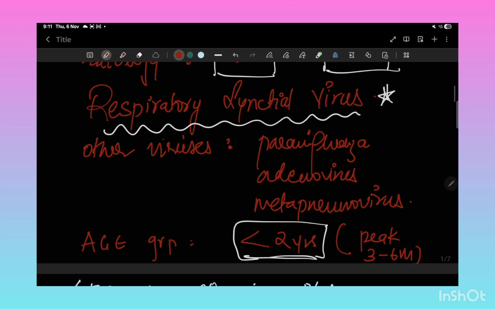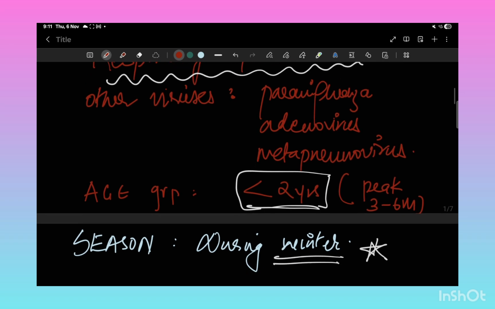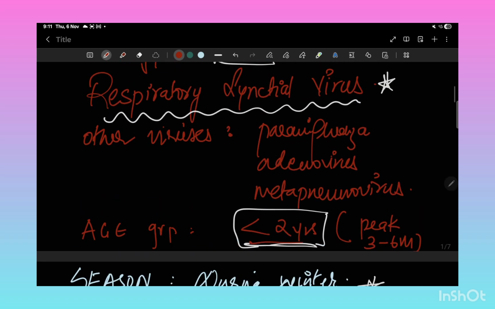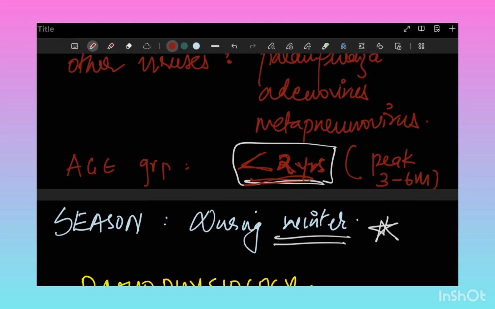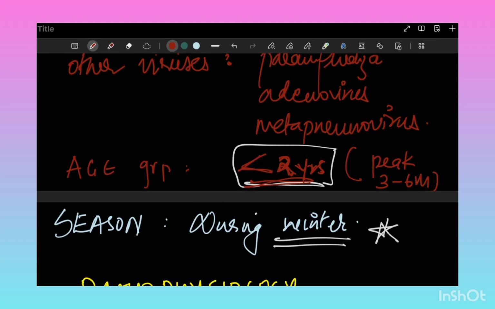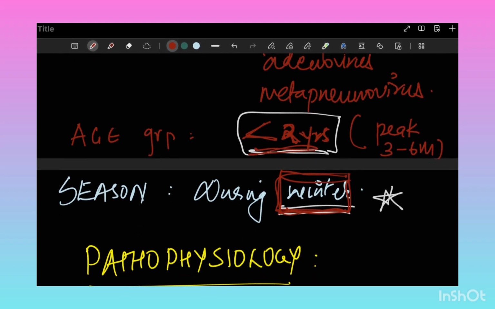Now, in which age group do you find this? It basically affects children less than 2 years of age and peaks between 3 to 6 months. Now, when does this happen? It happens during the winter season. There are high chances of seeing this RSV infection during winter.